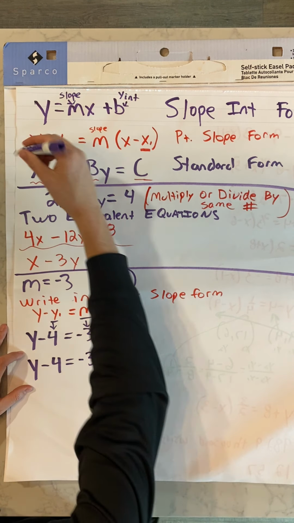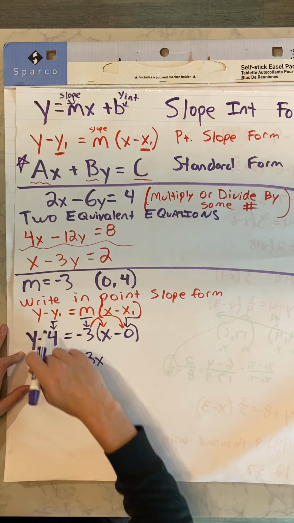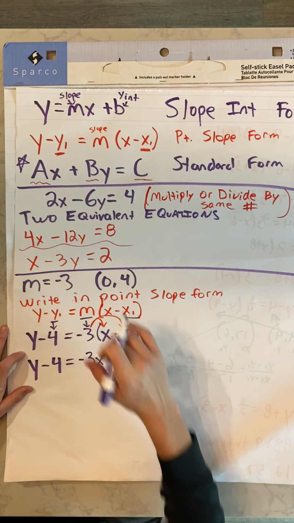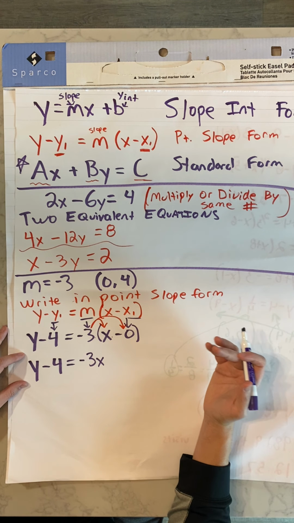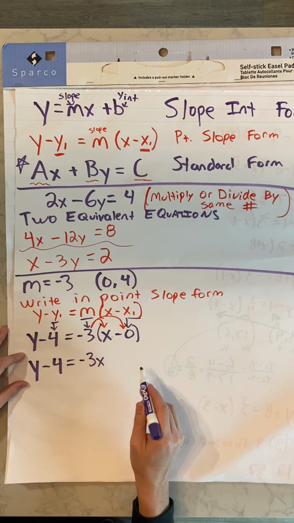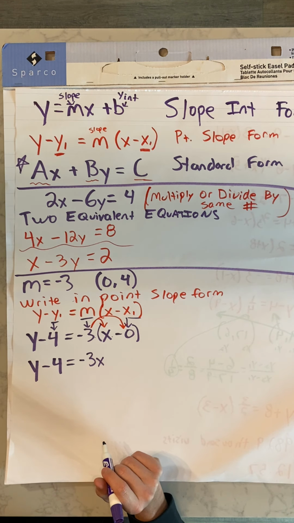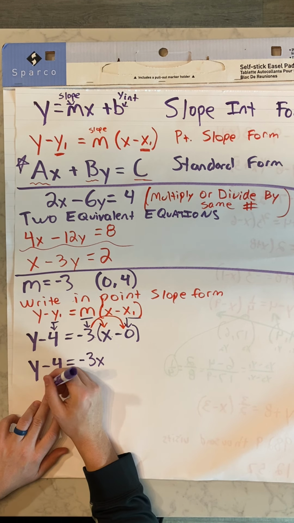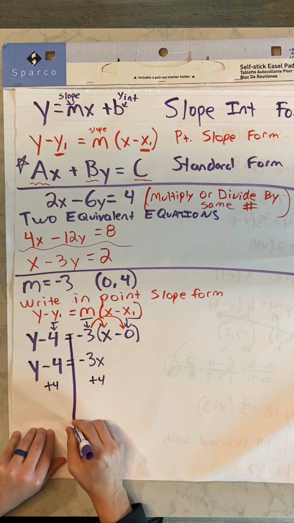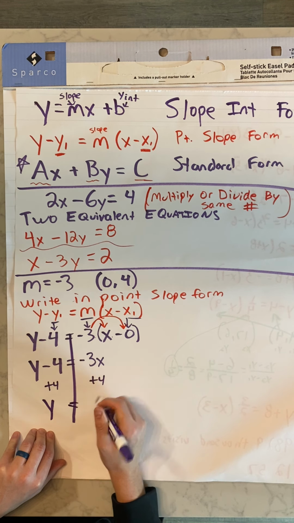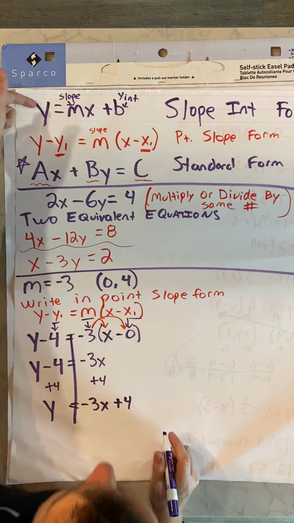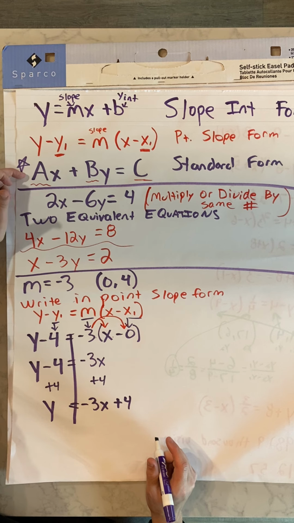We want it in this form. It is not in this form yet. In order to get it in this form, what do we need to do? We need to get our x over to the left side, and we need to get our c, or our number, to the right side. So in order to do that, we're going to add 4 to both sides. So now we have y equals -3x plus 4. Well, it's in slope-intercept form now, but we want it in standard form.